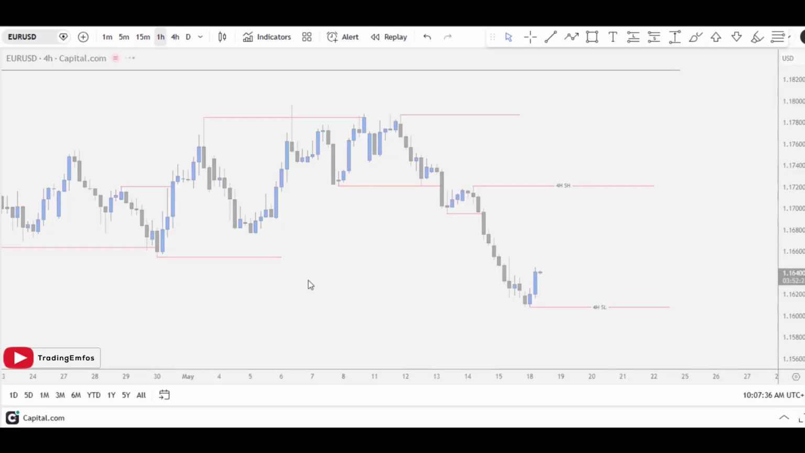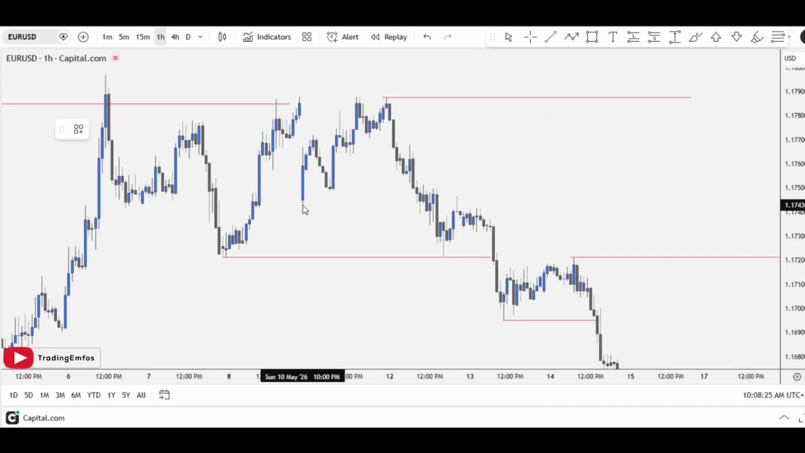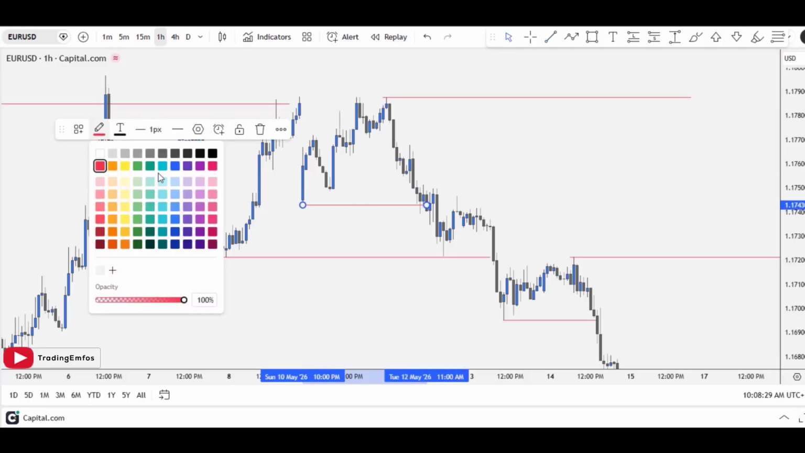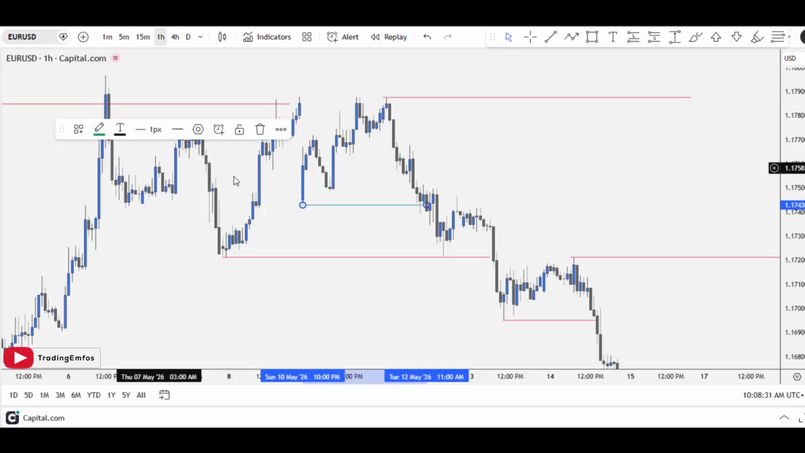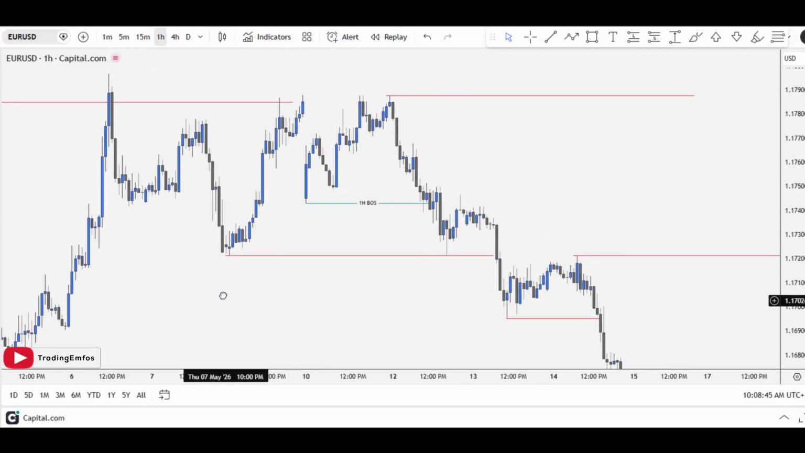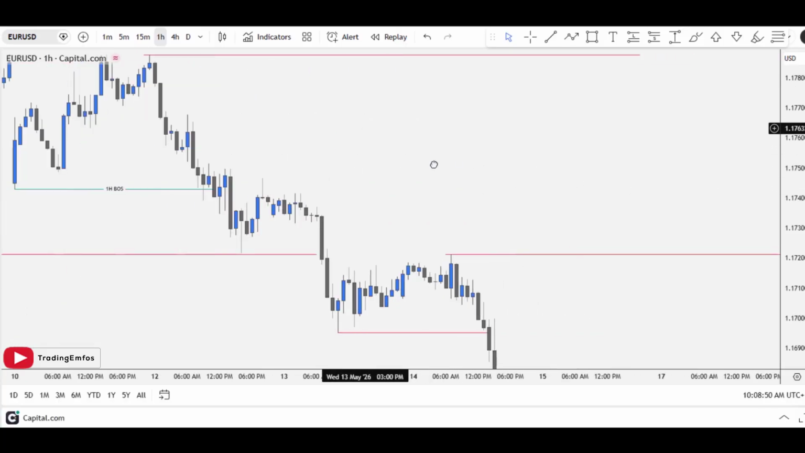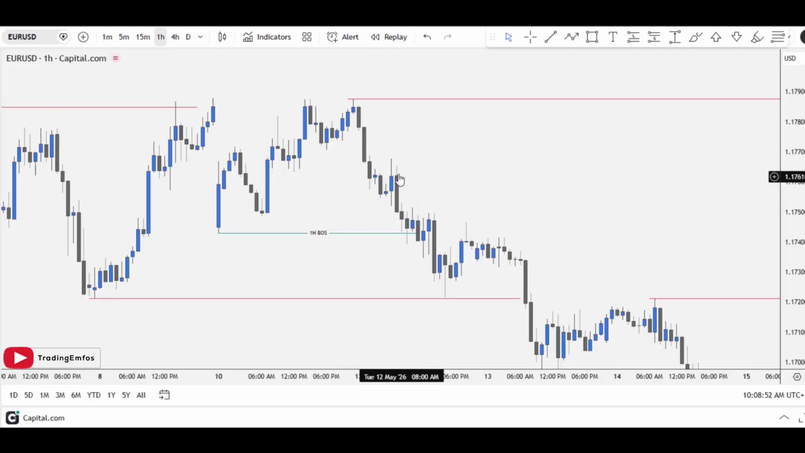So we switch to the 1-hour time frame to continue our top-down analysis. We have a break of structure over here. Let me change the color to green, so that when you see the green line, it represents the 1-hour break of structure, the red is the 4-hour, and the black is the daily. So this is our 1-hour break of structure to the downside. We trace back, and this is where we have the close up.